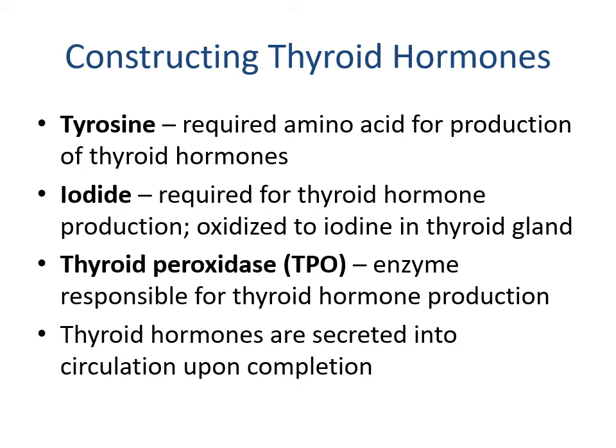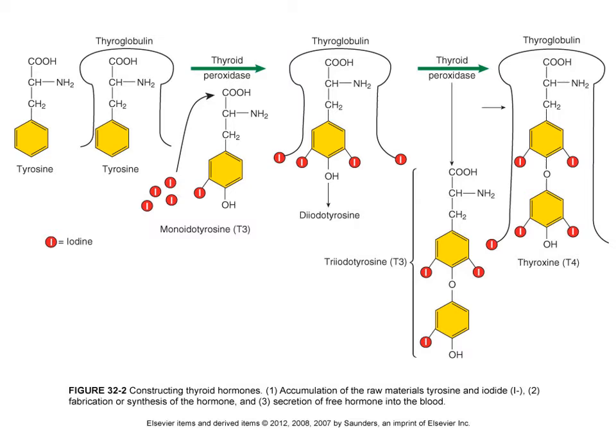Now looking at constructing thyroid hormones. So we're going to need tyrosine, which is a required amino acid for thyroid hormones. Iodide is required for thyroid hormone production and is oxidized to iodine in the thyroid gland. And we have thyroid peroxidase, or TPO, which is an enzyme responsible for thyroid hormone production. And so thyroid hormones are then secreted into circulation upon completion of their construction. And so here we have our construction of our thyroid hormones, again with T3 and then to T4.